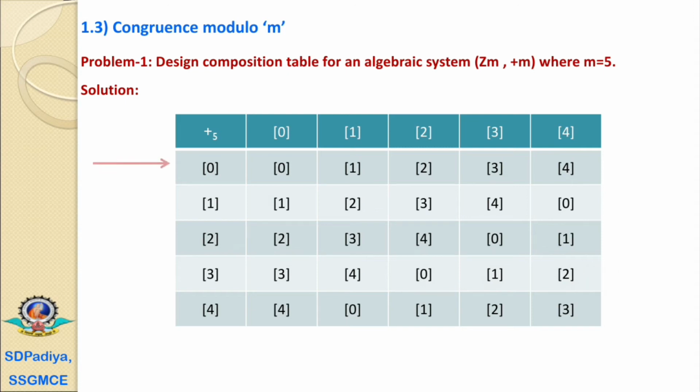Now you can observe that in the composition table there is no value greater than 4, because we have performed the modulus 5. That's why in the composition table there must be class 0, class 1, class 2, class 3, and class 4. There must not be any value, any class greater than 4.